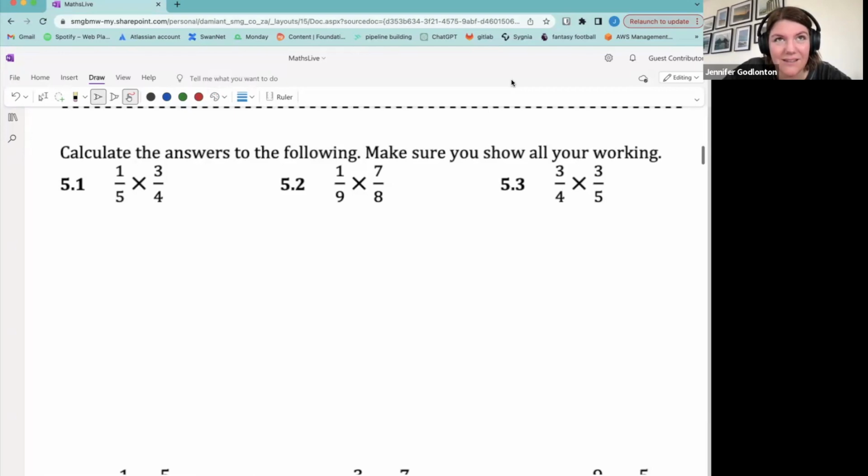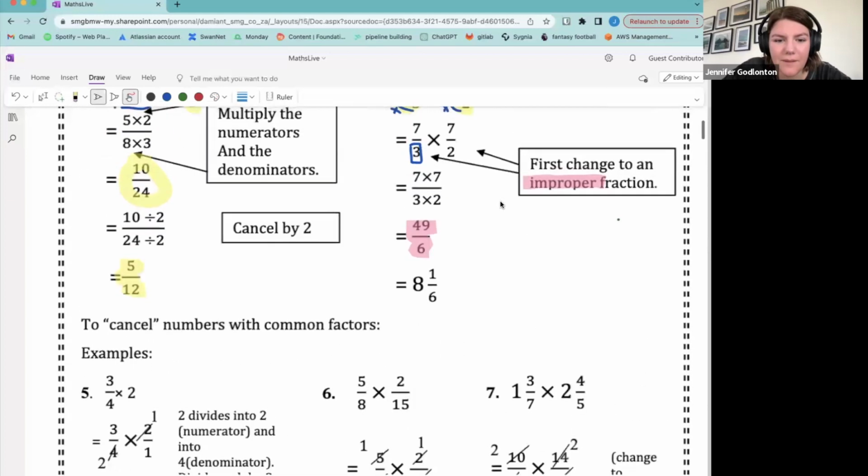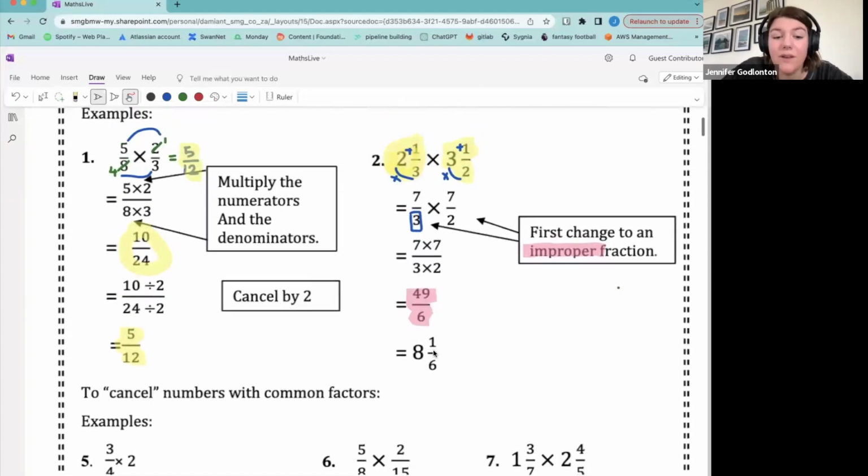Ma'am, about the last example that you gave us, I saw that the answer was 8 and 1 over 6. I'd like to know how the answer had a remainder, but how did it turn into a mixed fraction? Yeah, that's a great question. Your calculator does some cool things for you. If you put 49 over 6 in your calculator and you just push equals, it will actually make it into this for you, which is quite cool.